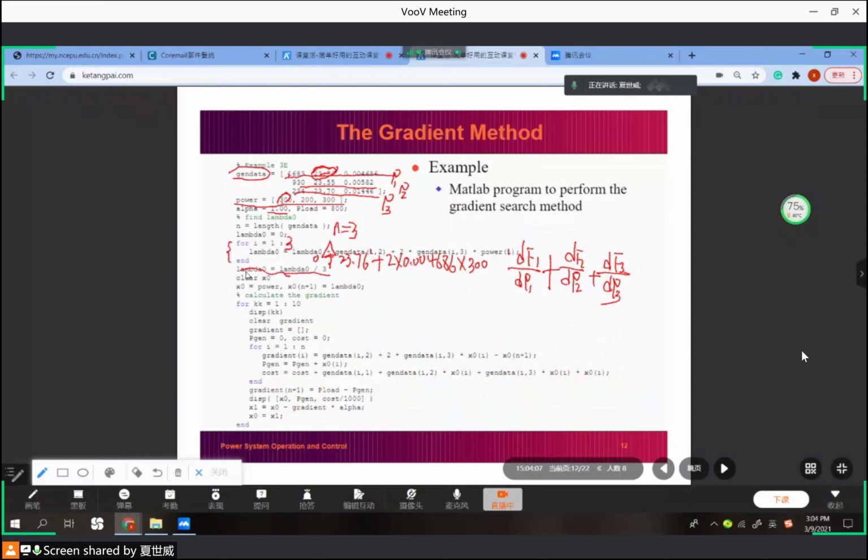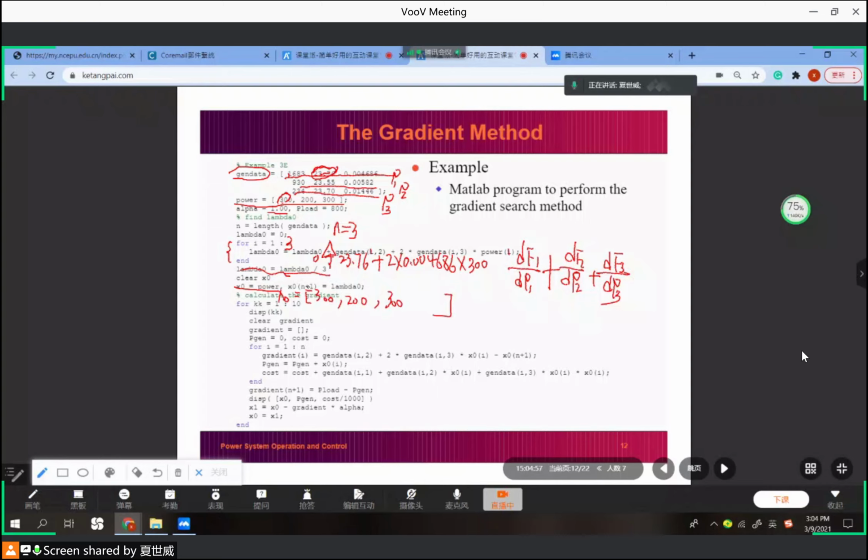So let's continue. Next, we define another variable x0 and we connect this value to this variable. So x0 equals power, which means x0 is also 300, 200, 300. And the next x0 equals this because there are 3 elements. So for this step, x0 also has 3 elements, meaning x0 equals 300, 200, and 300. For this step, it's just 3 elements.